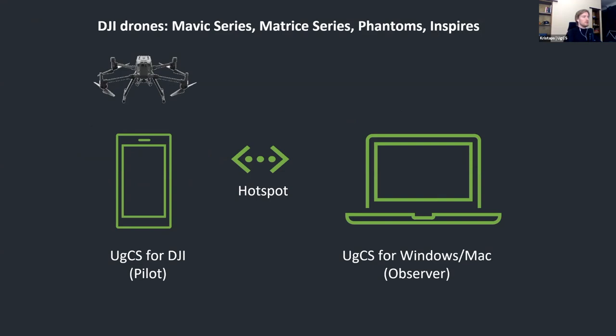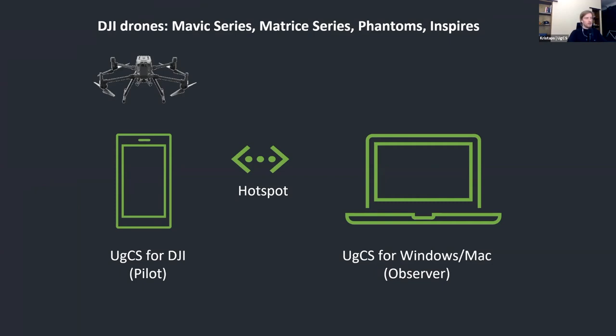In this kind of situation, the most common setup is as follows. Mission planning in UgCS is always done on the laptop, either a Windows or a Mac computer. Then, when flying a DJI drone, such as the Mavic series, Matrice M210, M600, DJI Phantom, or DJI Inspire, essentially any of the most popular DJI drones, we have a specific application called UgCS for DJI. This can be used on either iOS or Android mobile devices.